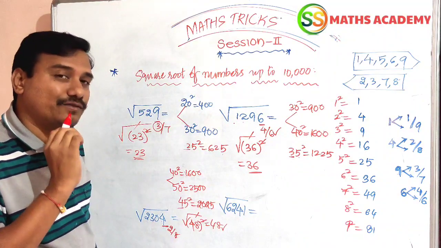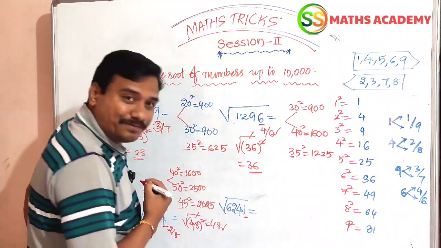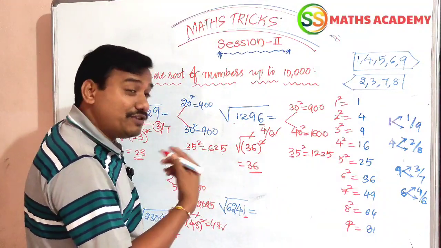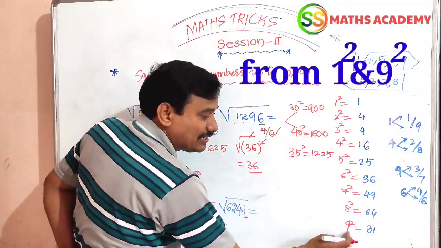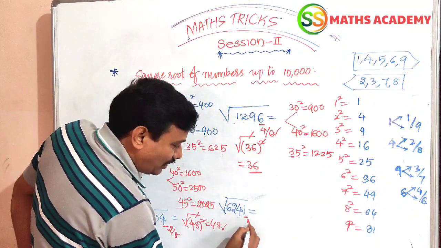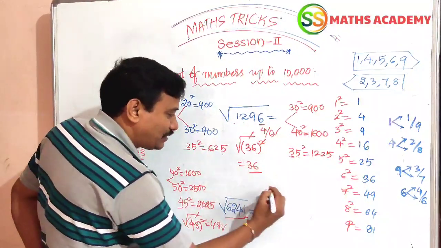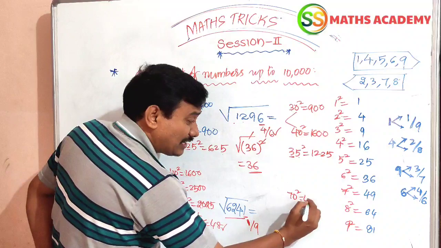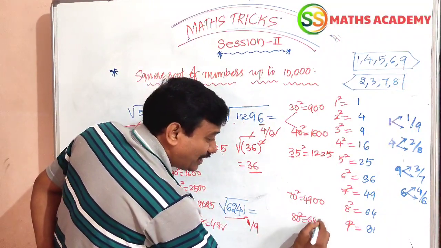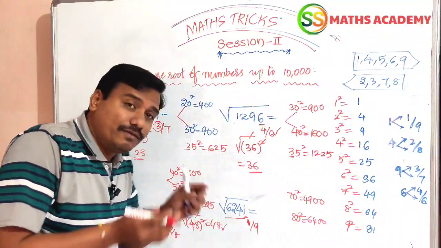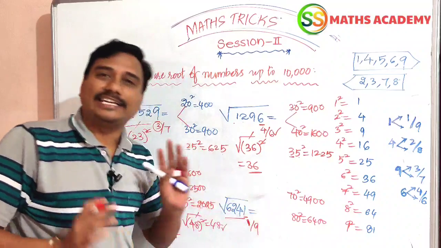You have to understand it very easily. See carefully, keen observation. Here the unit digit is 1. Where should we get the 1? Yes, from 1 and 9. 1 square is 1, 9 square is 81. At 1 and 9 only, friends. Now let us observe. 70 square is 4900. 80 square is 6400. This value will lie between 70 square and 80 square.